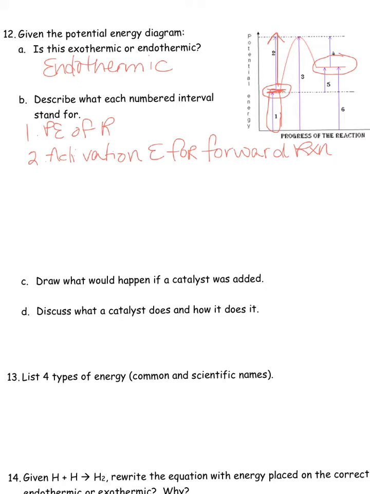When I look at quantity 3, from the axis all the way to the top of the hill, remember who lives at the top of this hill? I'm going to call that the potential energy of the activated complex, that very unstable substance that's between reactants and products. When I look at quantity number 4, which is right here, I'm actually looking at the position from my products to the top of the hill.